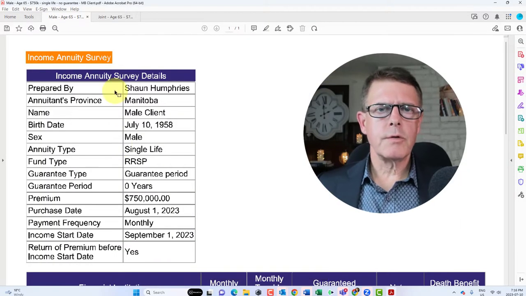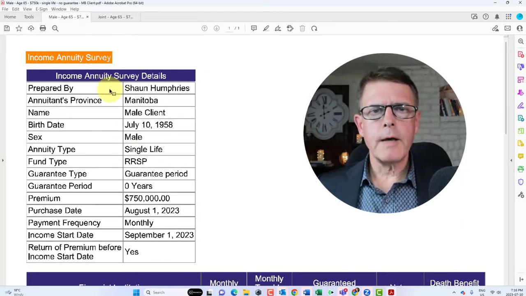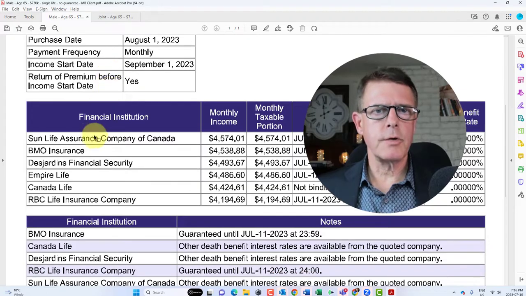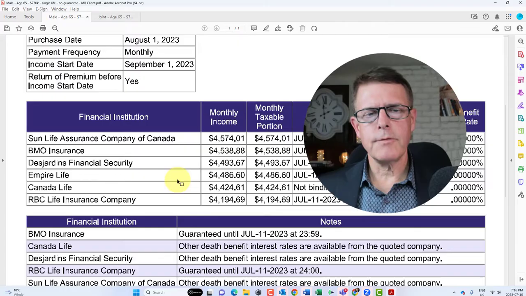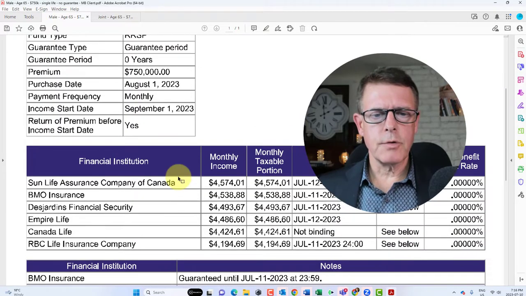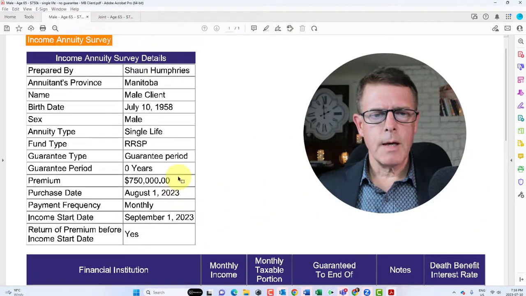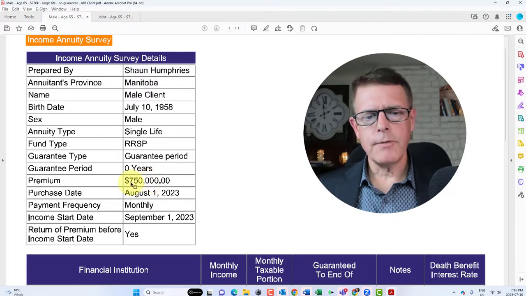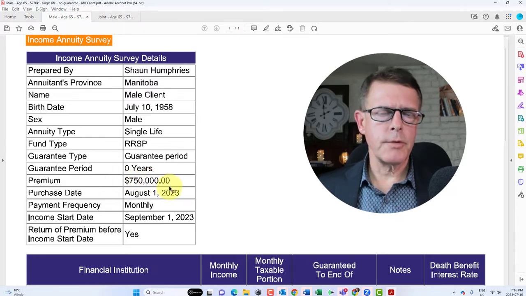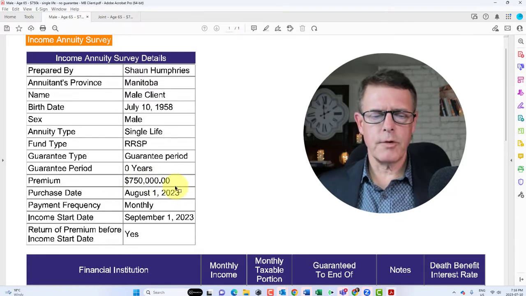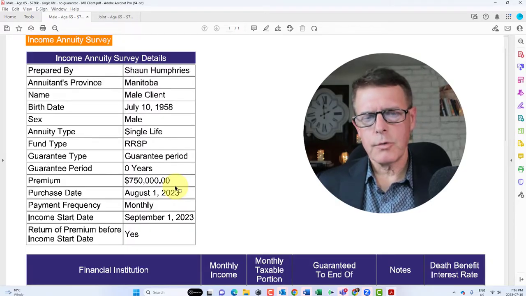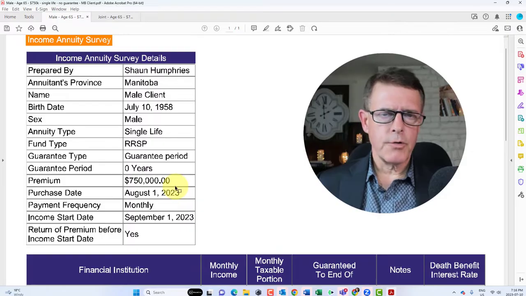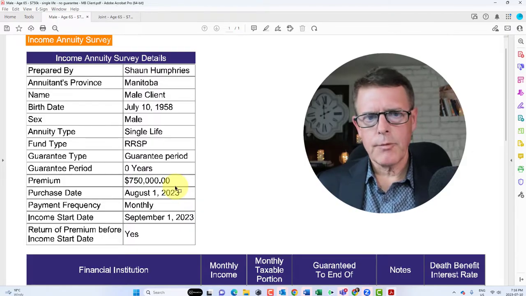Okay, so what you see on the screen in front of you is an annuity survey. We've surveyed a number of different companies. You can see on the list here is Sun Life, Empire Life, Canada Life, so some major life insurance companies in Canada. And this is for a male age 65, and the premium amount for the annuity is $750,000. So this money can be transferred on a tax-deferred basis directly to the insurance company, or from the RRSP directly, or from the Registered Retirement Income Fund.